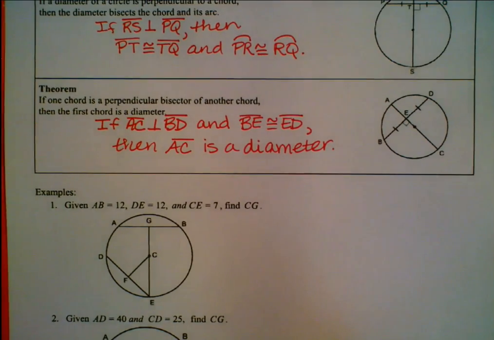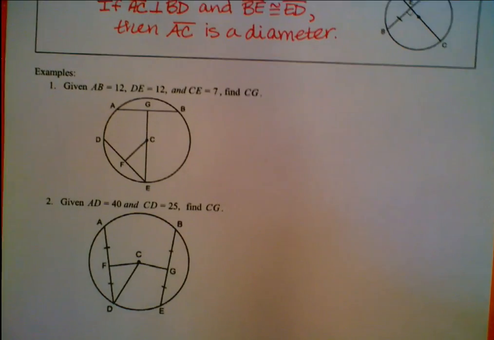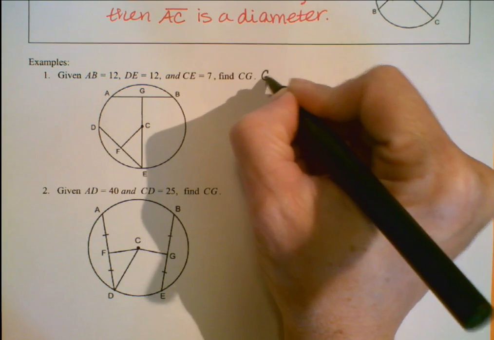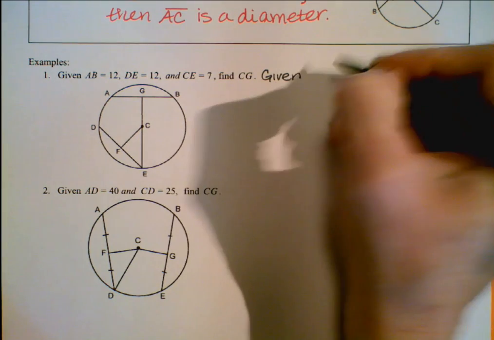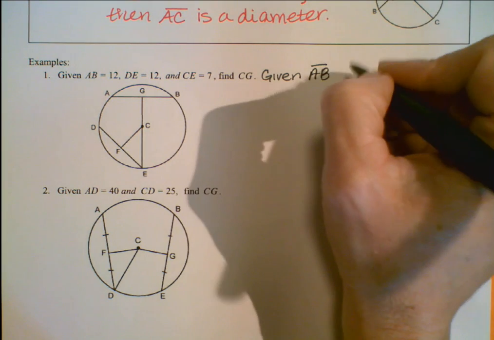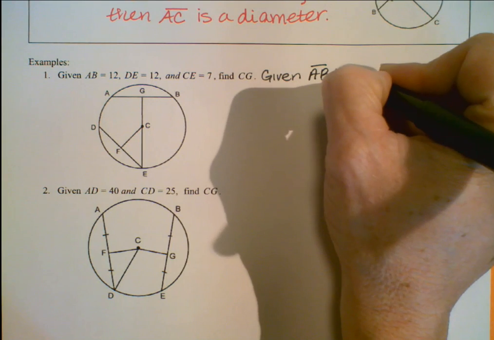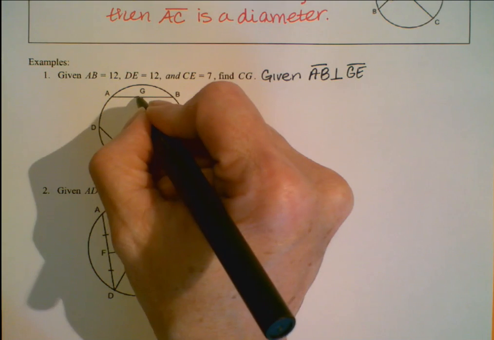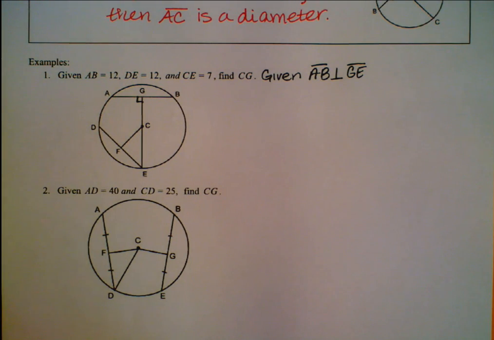Okay, so we have 2 examples that we want to look at related to these 2 theorems. With that in mind, there is something on the diagram that I forgot to give us that needs to be there. In this case, you need to be given that segment AB is perpendicular to segment GE. All right, so there's a right angle right here. Now, let's determine what we have.